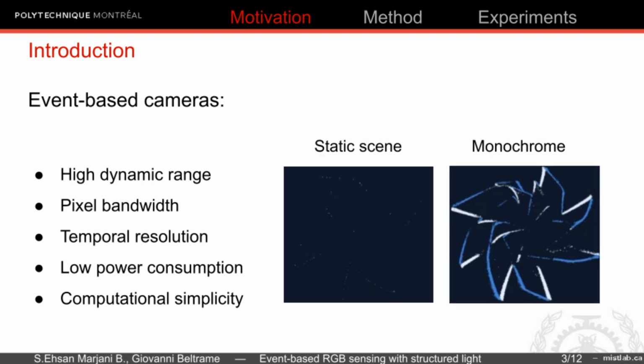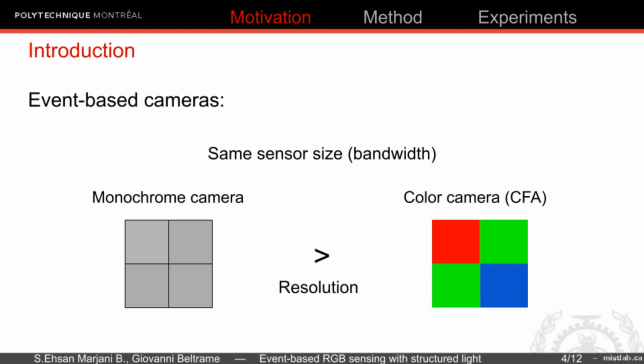However, they only detect changes in light and do not show static or slowly moving objects. Also, the high-resolution versions are monochrome, because manufacturers usually use color filter arrays on the camera sensor to detect color, which decreases the resolution.